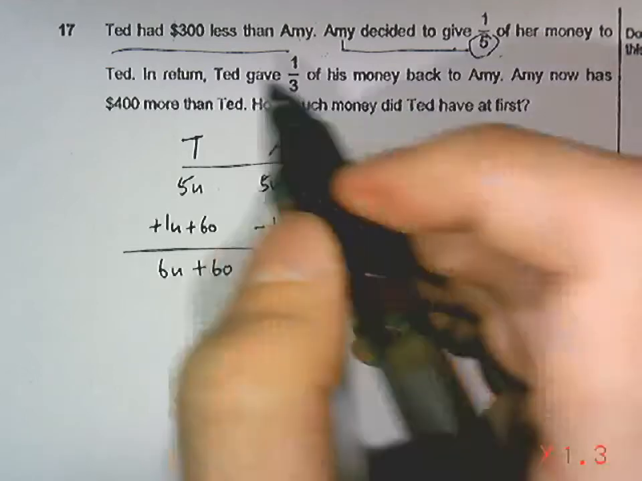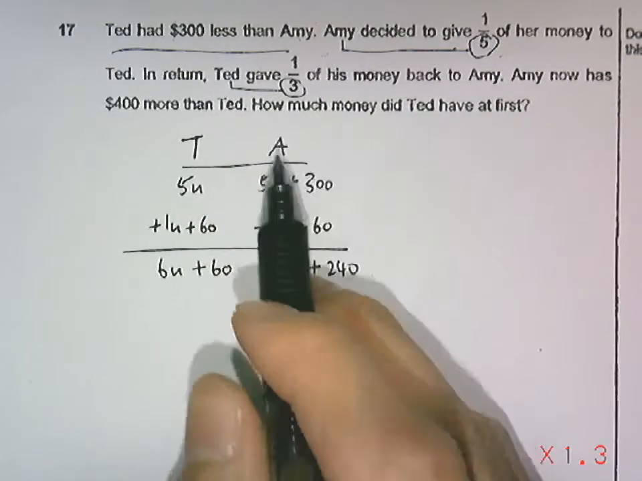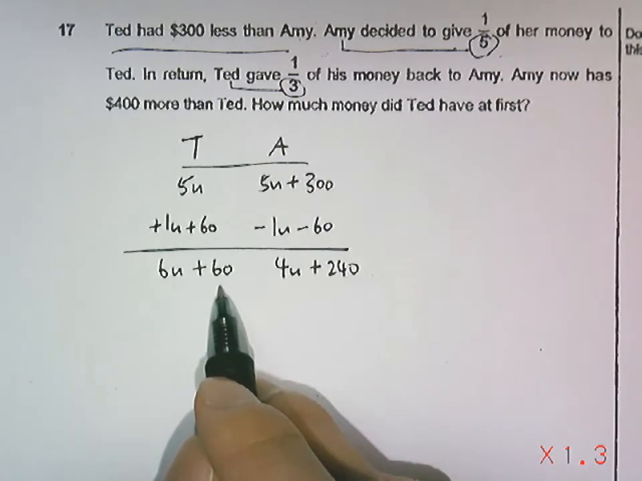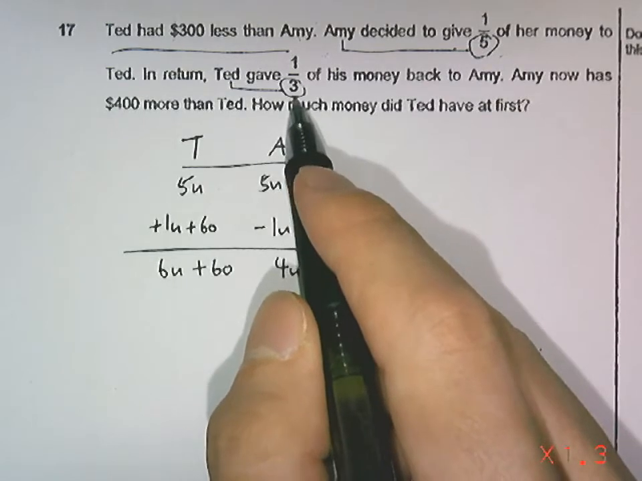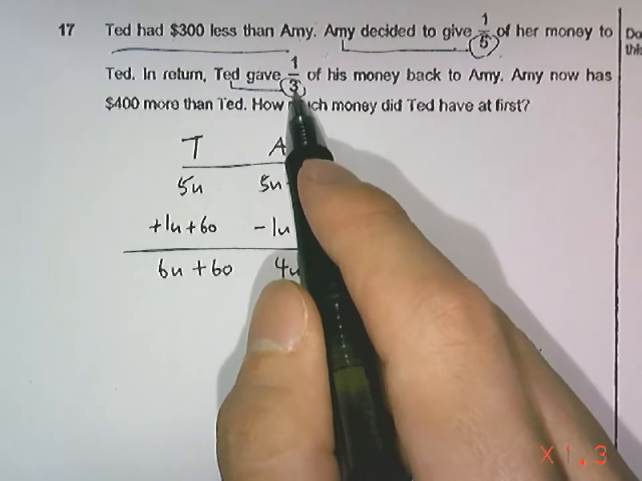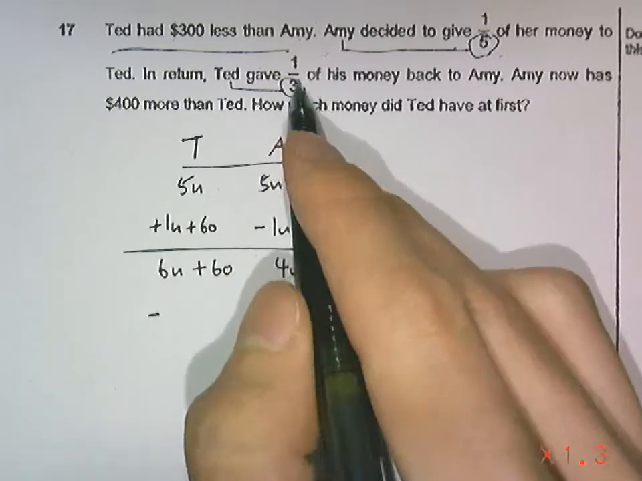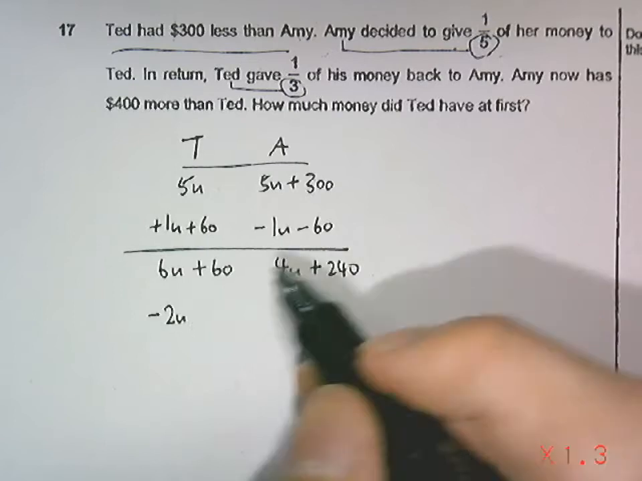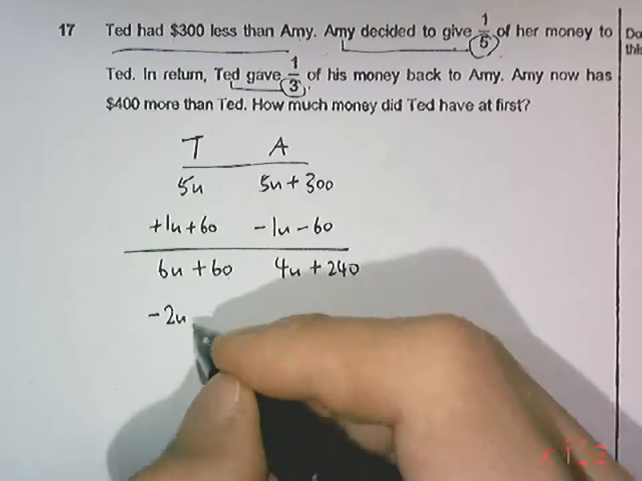Now it says in return, Ted gave 1/3. Nicely, the number of units and the numbers here are exactly divisible by 3, so I need not do anything but just divide by 3. To give to Amy, I'm going to take out 1/3 of 6 units, which is 2 units. 1/3 of 60 is 20.